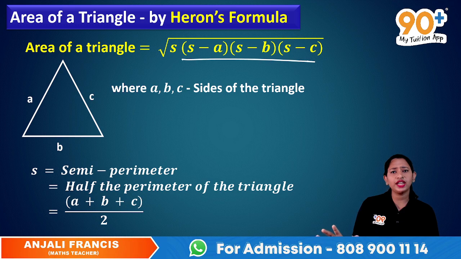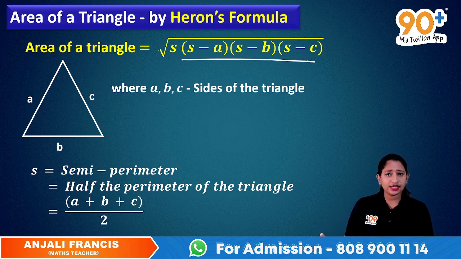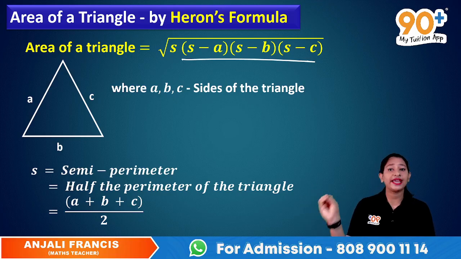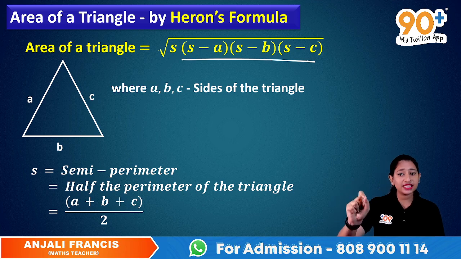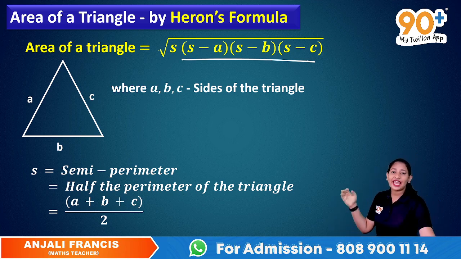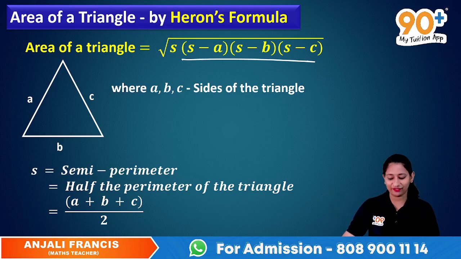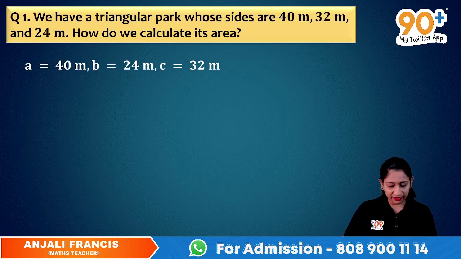The equation: area of triangle is equal to root of s into s minus a into s minus b into s minus c, where a, b, c are the sides of the triangle and s is the semi perimeter of the triangle. This is our first problem.